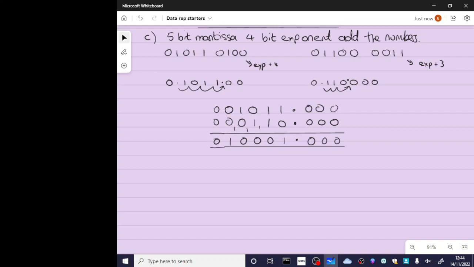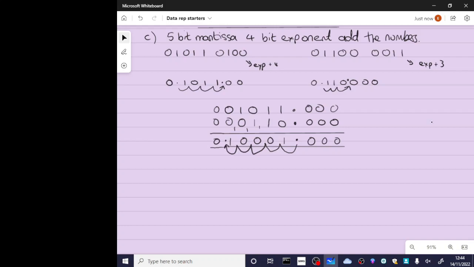Right, that's not my answer. That's me working out. I've now got to normalise it. Because it's a positive number, it needs to go sign bit of 0, then the detail of the number. So it's here where I want to put the binary point. So this is going to be a largest exponent. So it's going to be 1, 2, 3, 4, 5. That's where I'm going to put it.